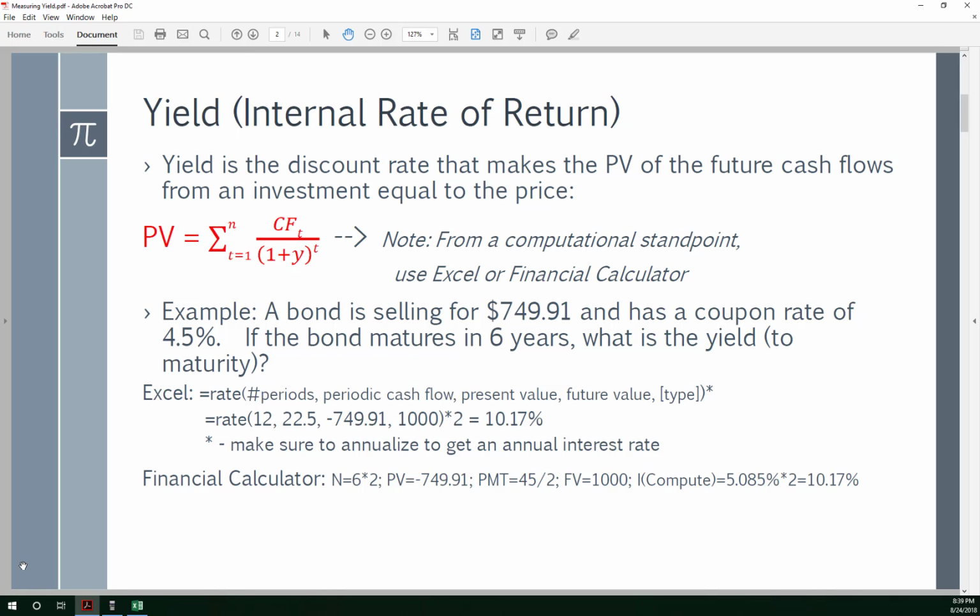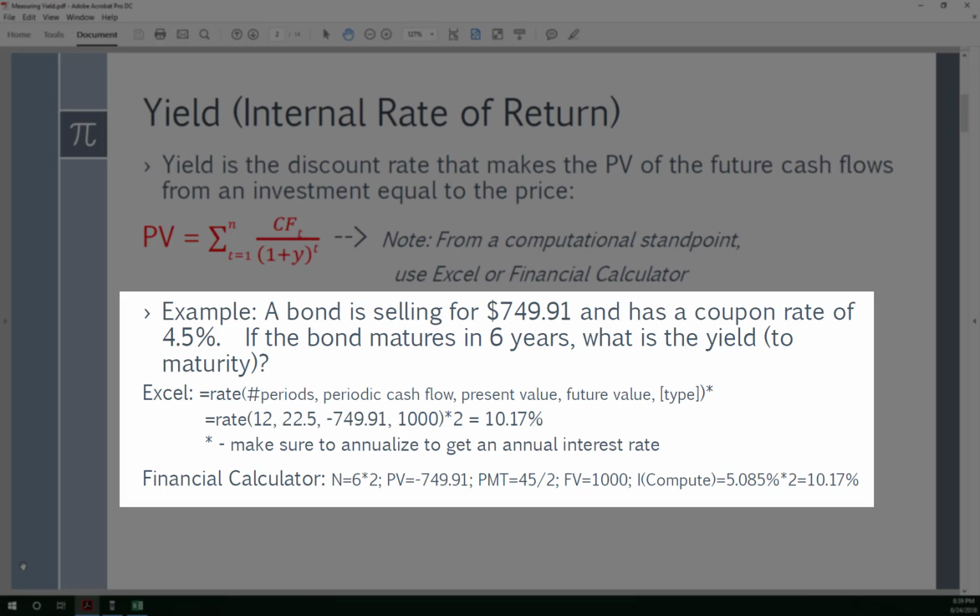Let's look at a real quick and easy example here. A bond is selling for $749.91. It has a coupon rate of 4.5%. If the bond matures in 6 years, what is the yield? And another way of saying that is what is the yield to maturity? That's what we calculate when we solve for that interest rate.